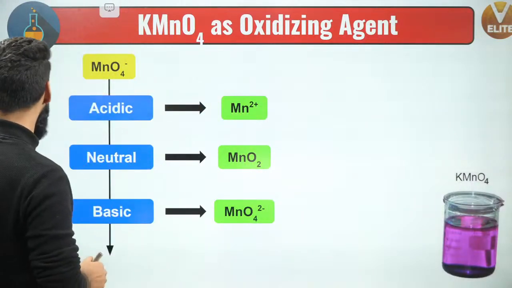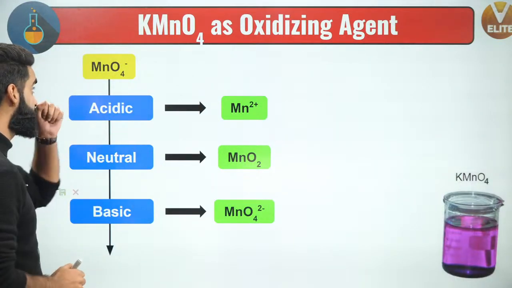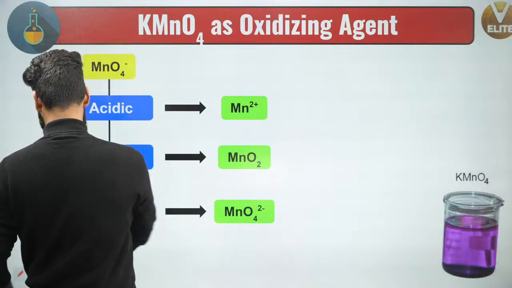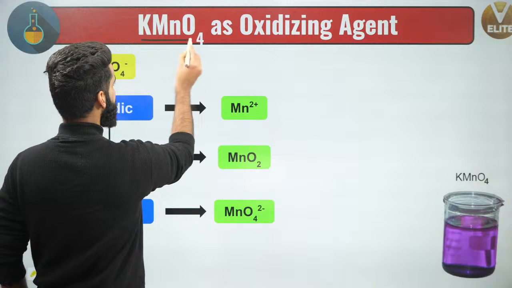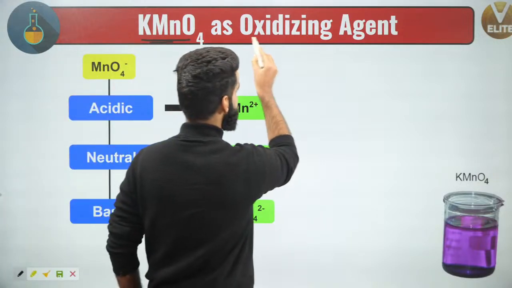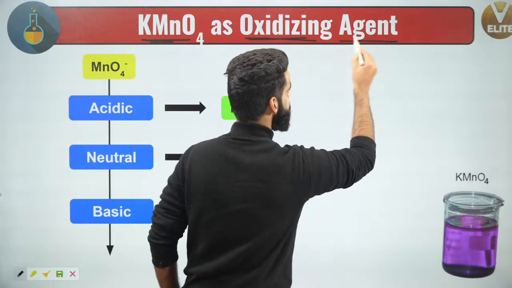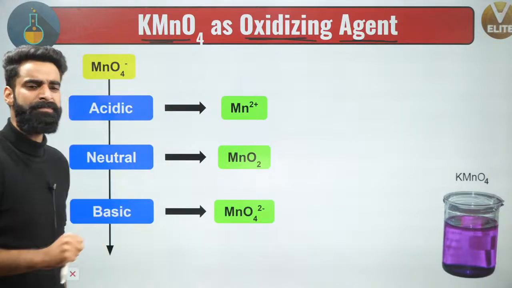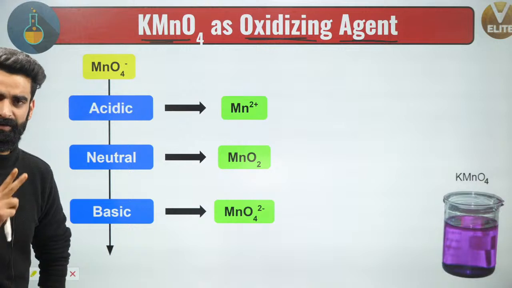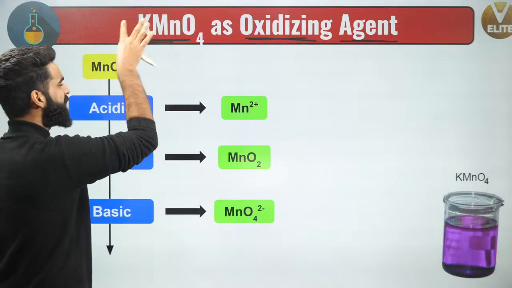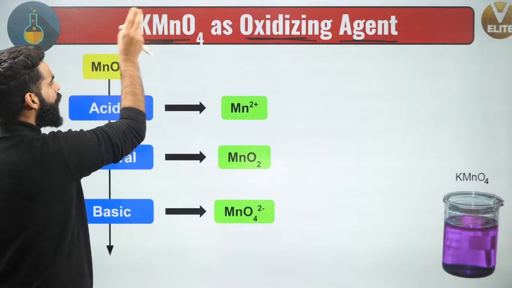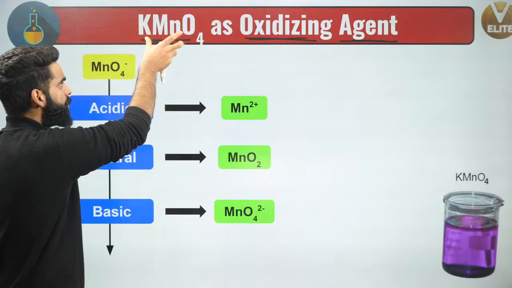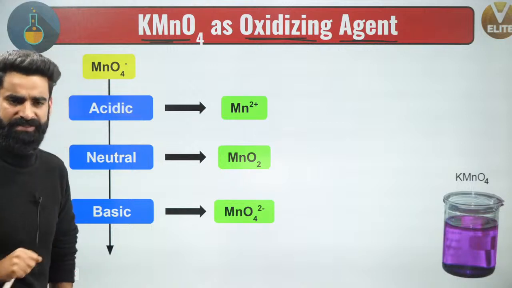Okay. People, there is something called potassium permanganate, KMnO4. This KMnO4 acts as an oxidizing agent, and in different mediums, it shows different reactions. Remember, either you write KMnO4 completely or you write MnO4 negative, one and the same thing.